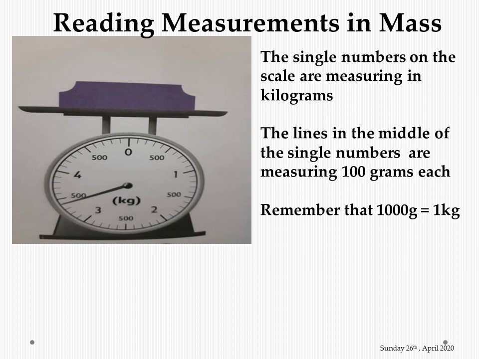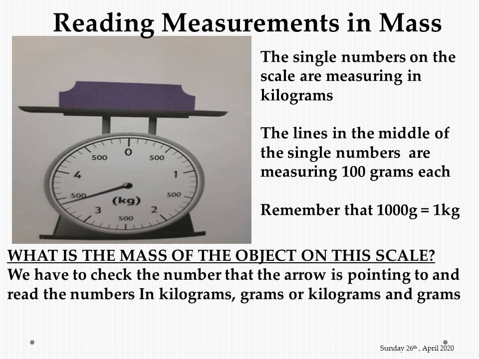Now look, 1 is measured in kilogram, 2 is measured in kilogram, but for the lines in between, they are measured in grams, and each of the lines represents 100 grams. Remember also that I said 1,000 grams make 1 kilogram. Now, what is the mass of the object on this scale?